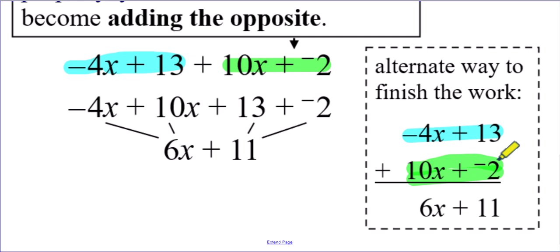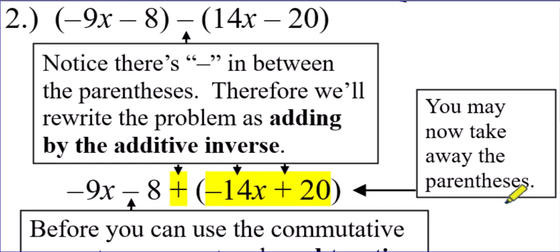Now, if you're like, whatever, I don't need that, I can use commutative property instead, like I did in the other packet of guided notes, then fine. But if you kind of like how this will make the like terms already line up on top of each other, then maybe you want to consider doing this alternate way of finishing your work. The choice is yours. All right, let's take a look at problem number 2.